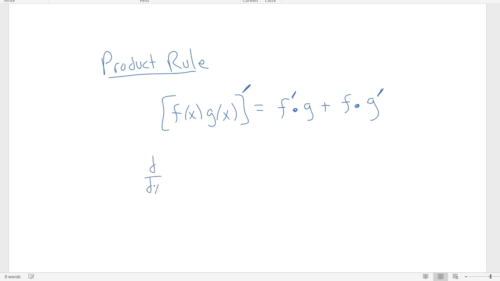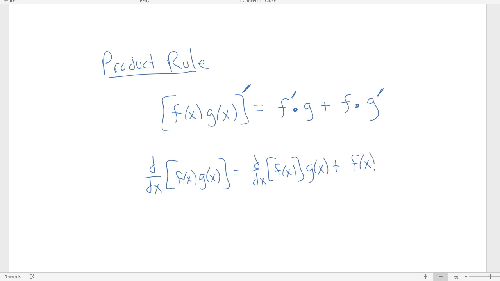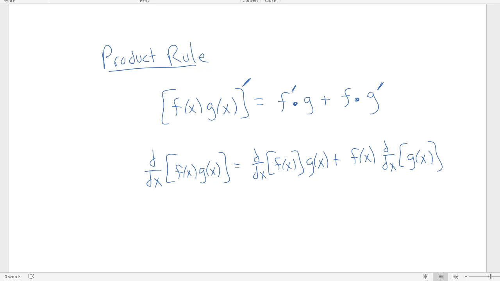And if we write this in Leibniz notation, we would have the derivative of f of x times g of x. That would be the derivative of the first function times the second, plus the first times the derivative of the second. Something else to keep in mind, the order in which you do these derivatives doesn't matter. Addition is commutative. 4 plus 3 is the same thing as 3 plus 4, so the order in which we do these doesn't really matter.